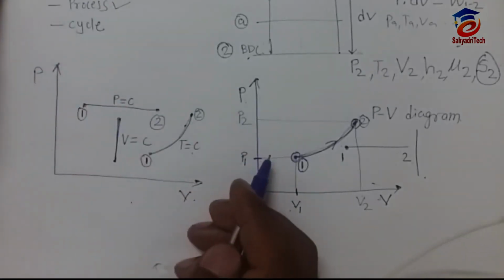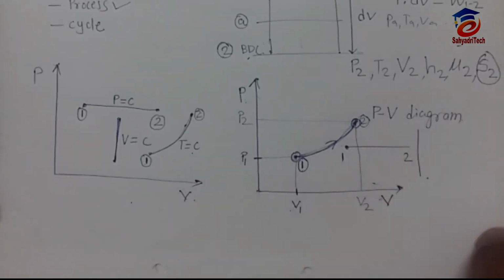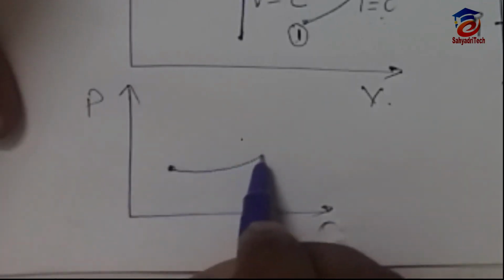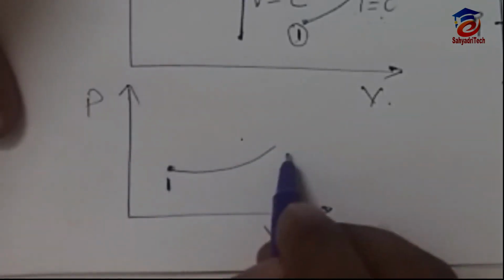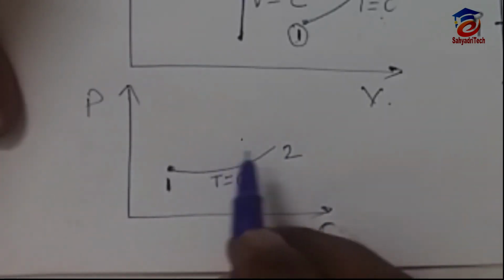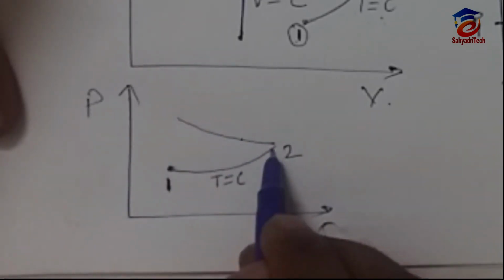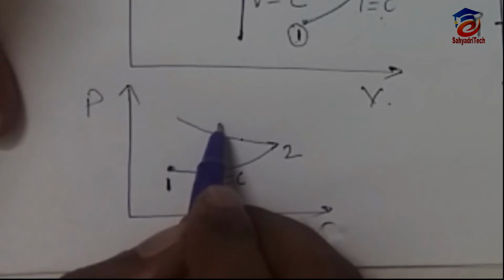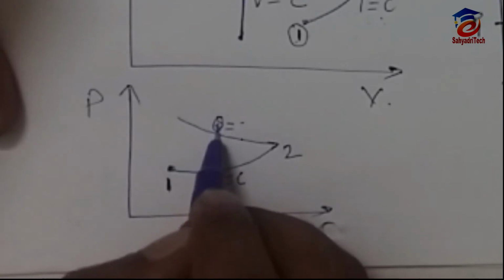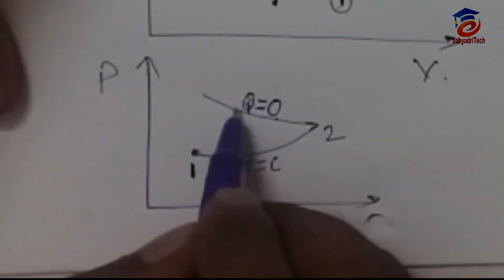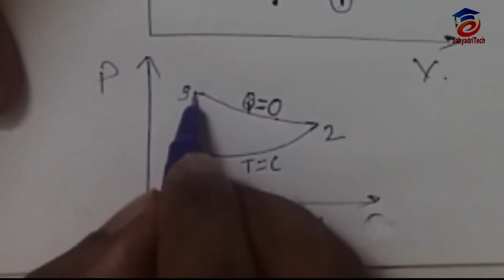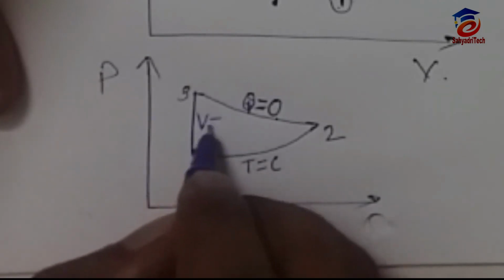Now see what is a cycle. Suppose we are going to draw various processes here. This is process 1 2, which is, let's say, T is equal to C. Then we draw another process, which is an adiabatic process. In an adiabatic process S is equal to C, or Q is equal to 0, the heat transfer will be 0. Then another process, that is 3-1, which is a constant volume process.